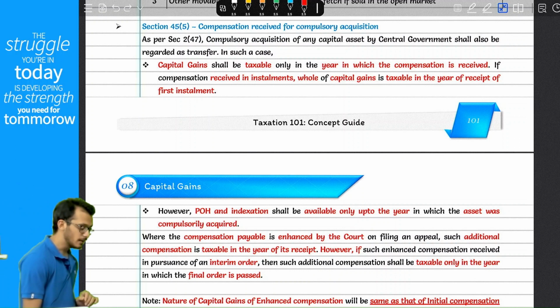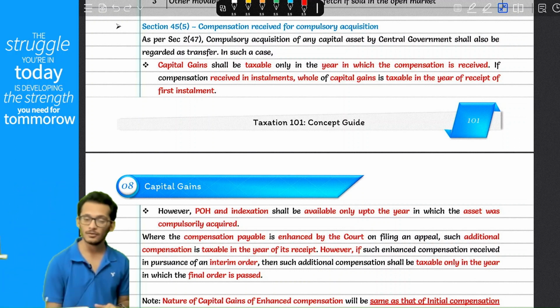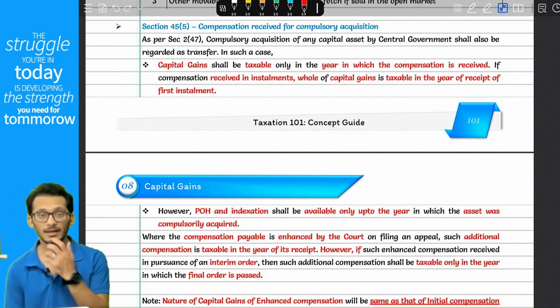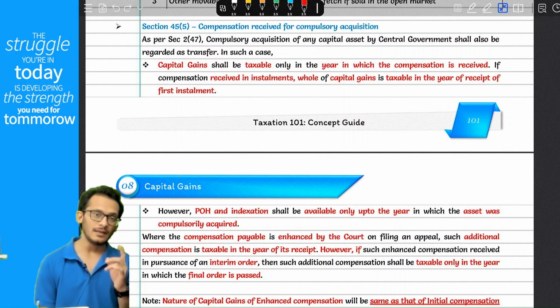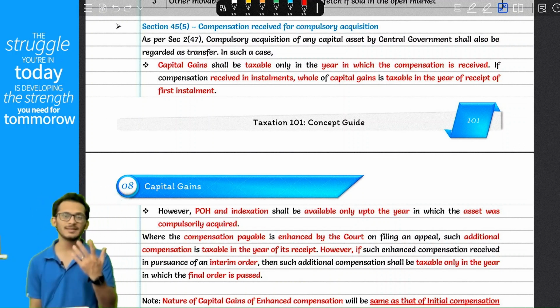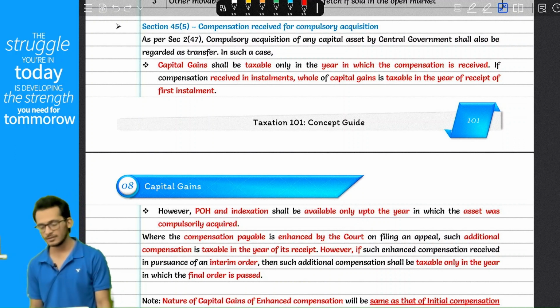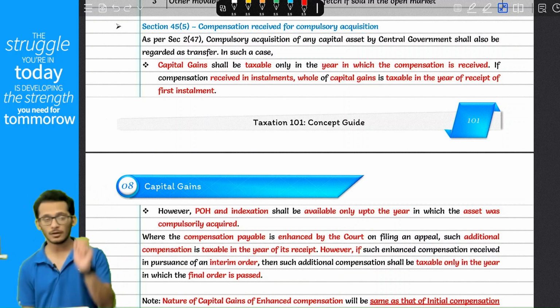If you feel like it, you can decide to go and ask for enhanced compensation to a court. In case the court decides for an enhanced compensation, the enhanced compensation will be taxable fully. Because there is anyway no cost. So whatever is the enhanced compensation which you receive will be taxable fully in the year in which the compensation is received.